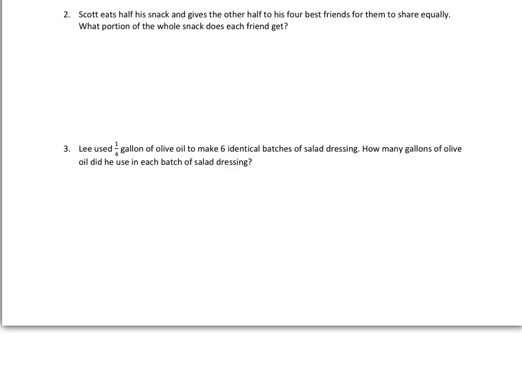Number 2 says, Scott eats half his snack and gives the other half to his 4 best friends for them to share equally. What portion of the whole snack does each friend get? Let's go through and underline the important information. So right now, there's half of his snack remaining, and it needs to be divided among his 4 friends.